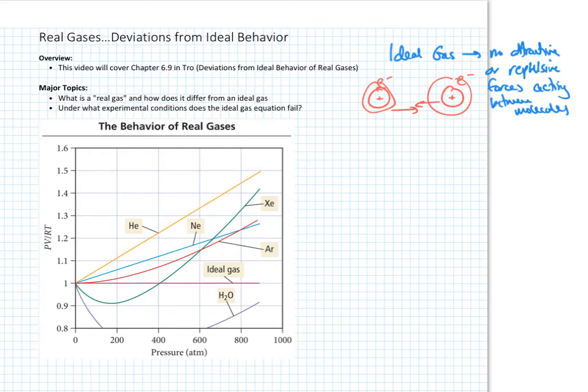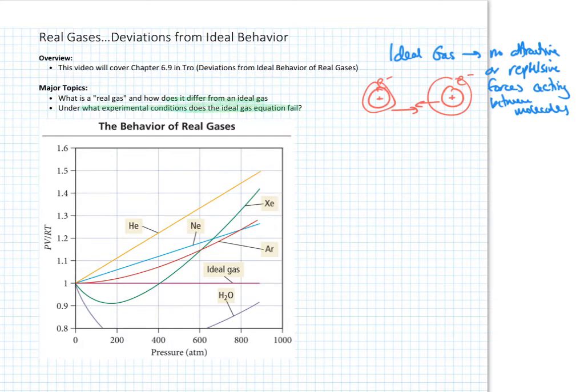However, if the molecules are moving fast enough or they're far enough away from each other, then these forces aren't really that important. Remember, they're elastic collisions. They're moving quickly, then they smack into one another and move away. Then we can kind of ignore these attractive and repulsive forces. So under what experimental conditions does the ideal gas equation fail?